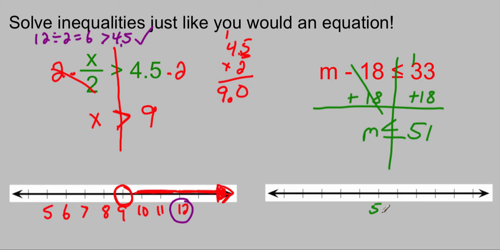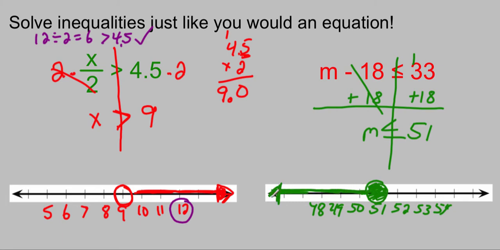So 51 sliding down to the graph, 52, 53, 54, 50, 49, 48. He's going to use a closed circle on 51 because we want to include 51. Saying the inequality out loud, m is less than or equal to 51, so he's going to shade to the left.